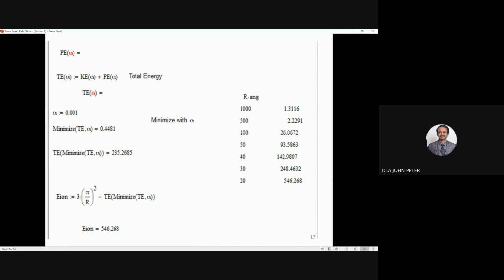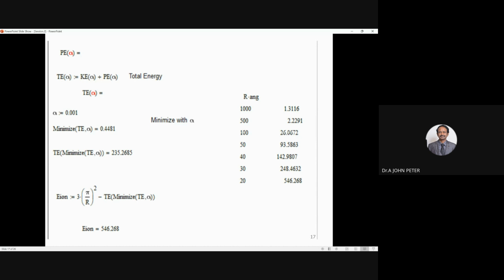See, alpha, I'm going to give one value. This value is called a seed value. Usually we give 0.01, 0.001, 0.001. So we have to give some seed values. And minimize. Give the command minimize. Minimize what? With respect to what? Minimize total energy, total Hamiltonian, with respect to alpha. The answer is 0.4481.